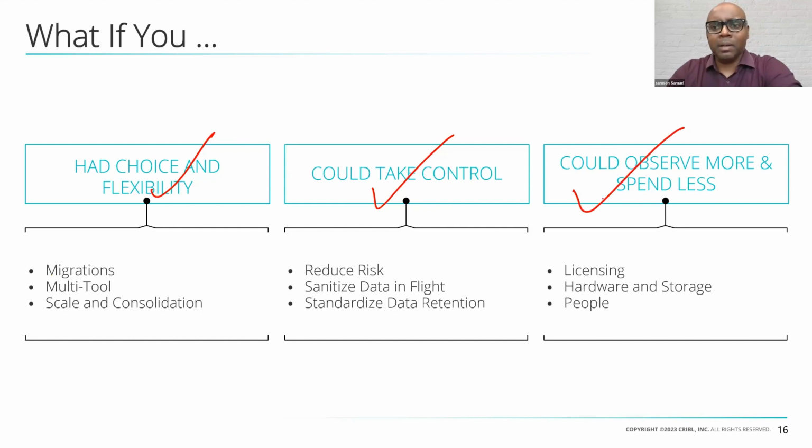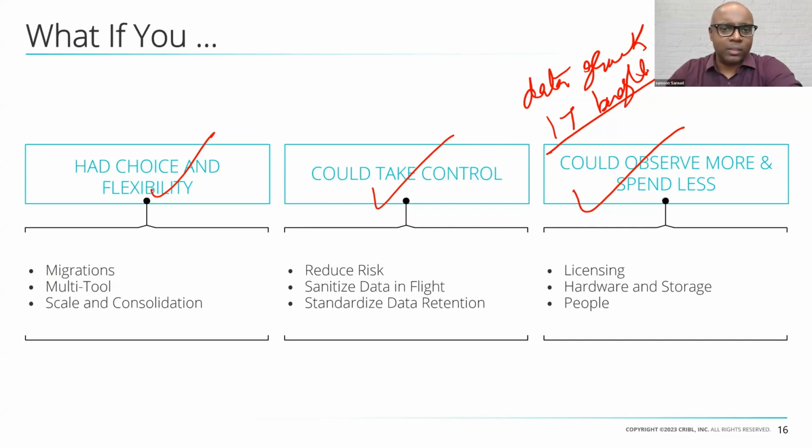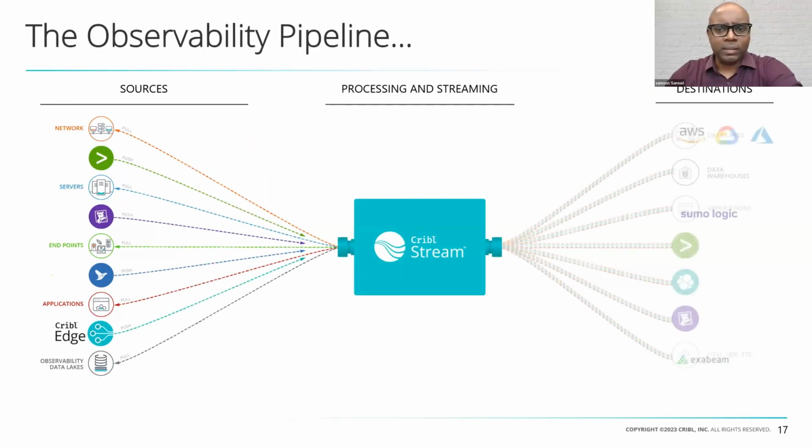And at the same time, we spoke about that gap between the data growth versus the deficit in the IT budget. So it aims to solve that also to some extent by saying that you can observe more data, or more relevant data, but you can spend less because you can control what data you send to your destinations. So that is, I think, the primary ethos Cribl has as an organization.